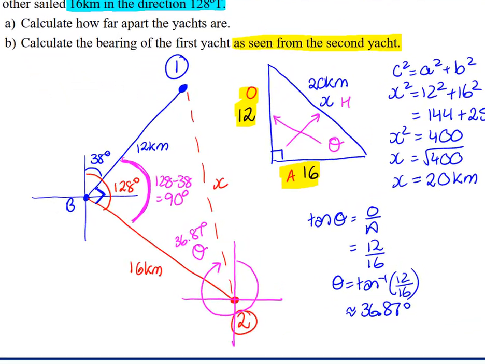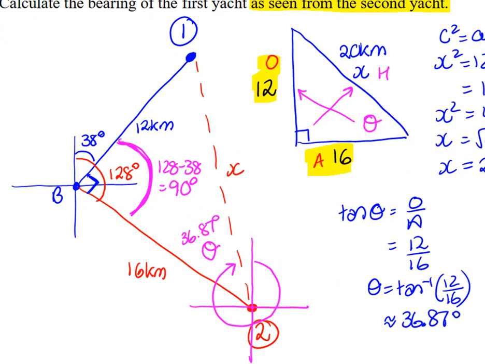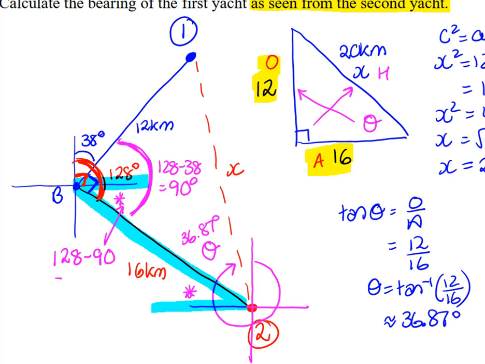What I do need now is if I can find this angle here, and if you look at your diagram, you should see alternate angles. So that angle there is the same as that angle there. If the entire angle here is 128, and I know I have 90 degrees here, then that little angle is going to be 128 minus 90, which is 38 degrees. So that means this angle here is 38 degrees.